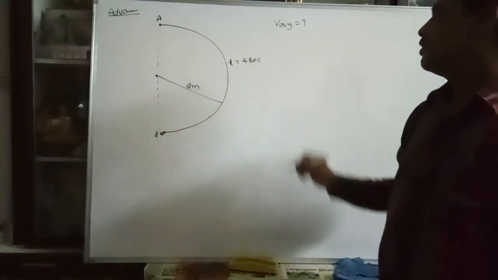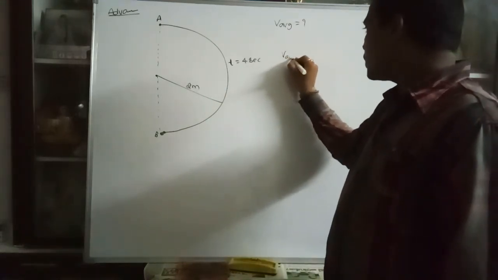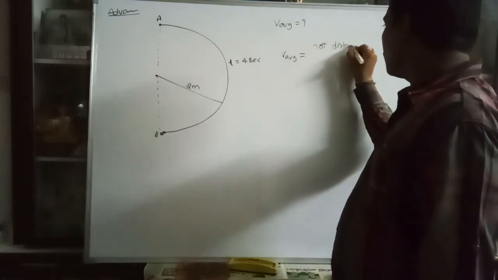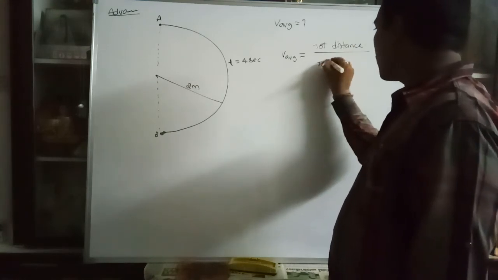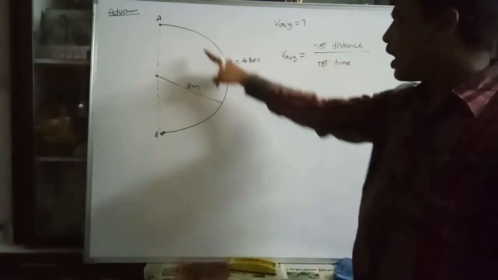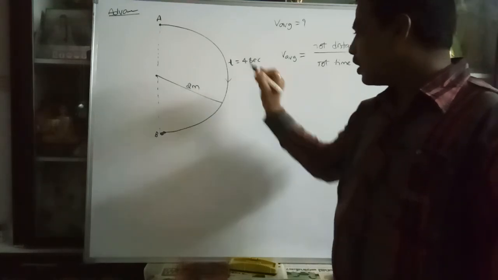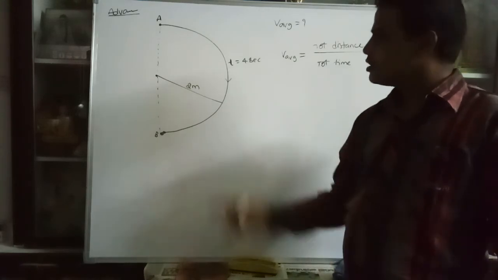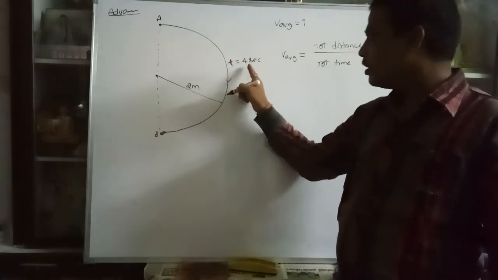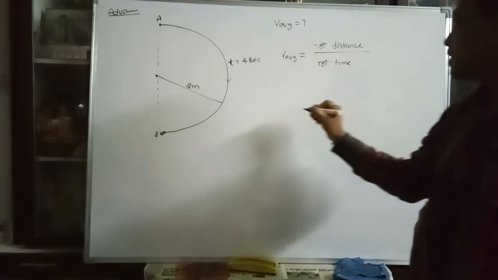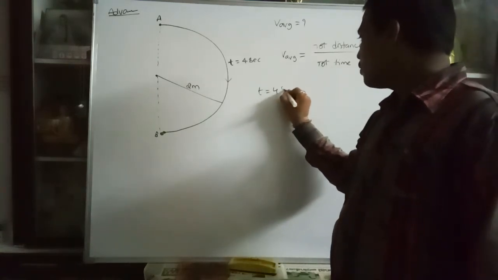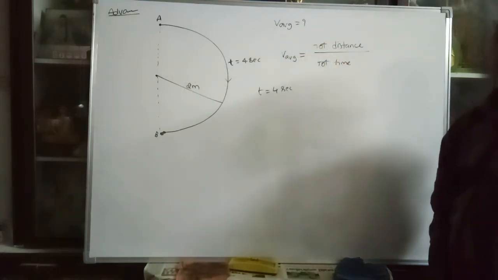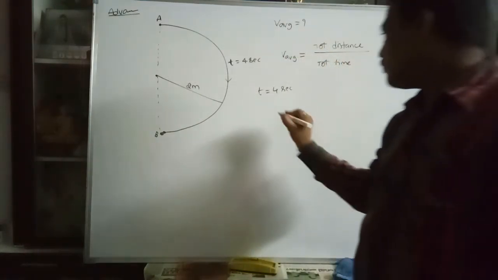The basic definition of average speed is total distance by total time. According to the data, the person moves clockwise from point A to B along the circumference of the semicircle. The time required to reach point B is 4 seconds, so the total time t is 4 seconds. What you require is the total distance. The path is half of the circumference.